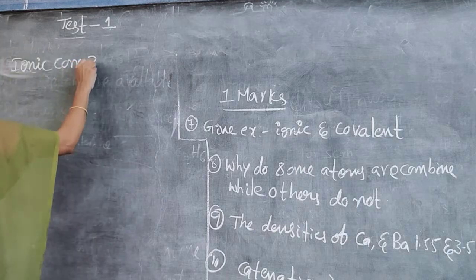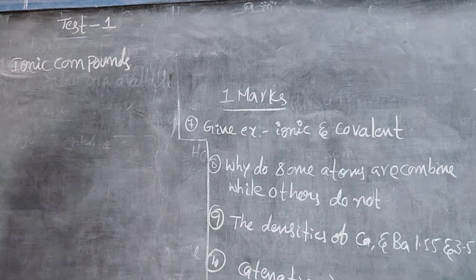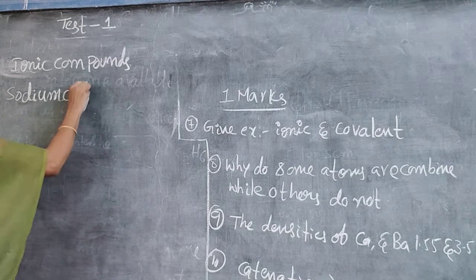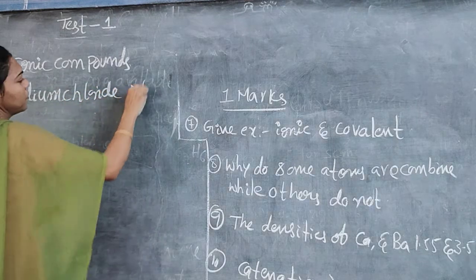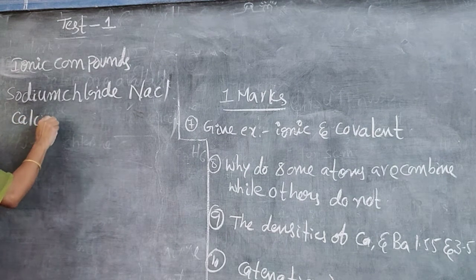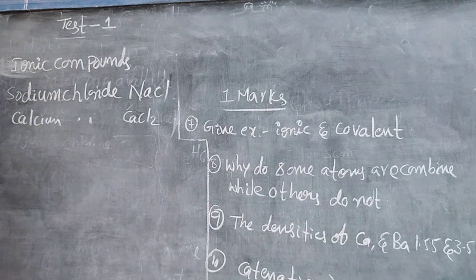ionic. We know ionic compounds means the cations and anions come close together to form the ionic compounds. For example, sodium chloride. The formula is NaCl. Ionic compounds: calcium chloride, the formula is CaCl2. Not only sodium and calcium, aluminum chloride, magnesium oxide, sodium oxide. These are examples for the ionic compounds.